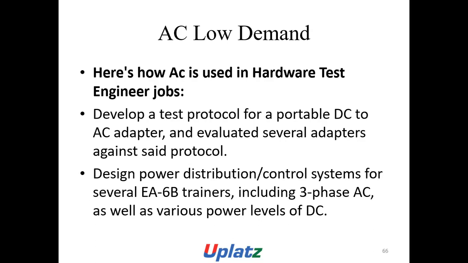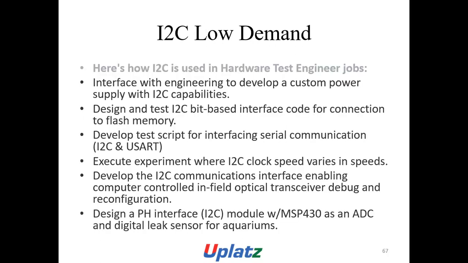AC is a low demand skill for embedded hardware test engineering. Here is how AC is used in an embedded hardware test engineering job. Develop a test protocol for a portable DC to AC adapter and evaluate several adapters against the protocol. Design a power distribution control system for several EA6P trainers, including three-phase AC as well as various power levels of DC.